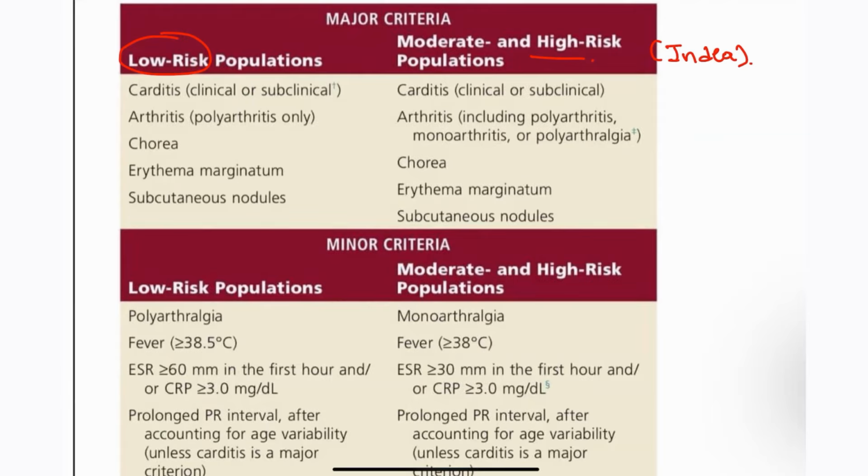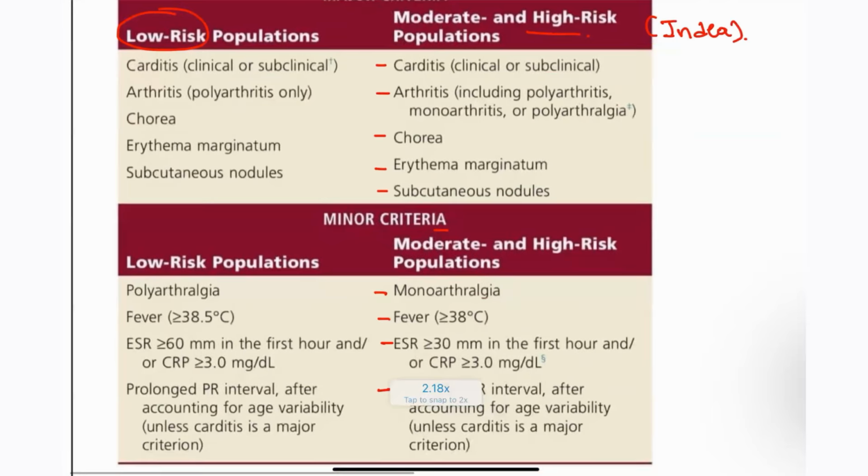So what are the criteria for Jones? Major: carditis, arthritis, chorea, erythema marginatum, subcutaneous nodule. Minor criteria: fever, monoarthralgia, ESR more than 30, and prolonged PR interval on the ECG.